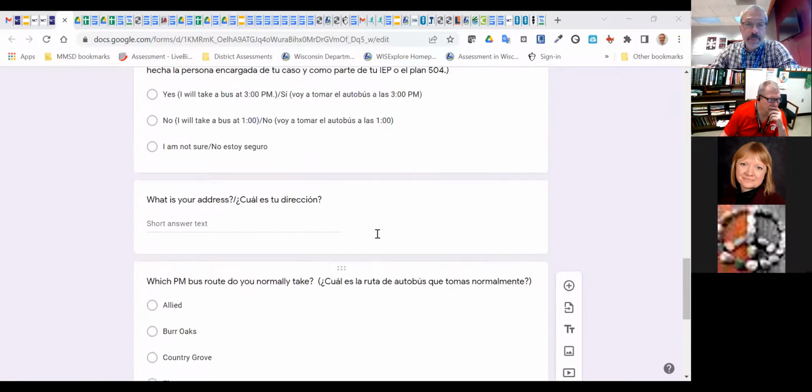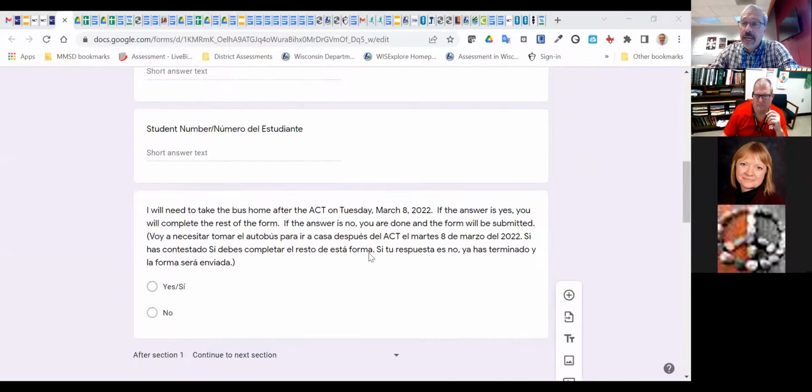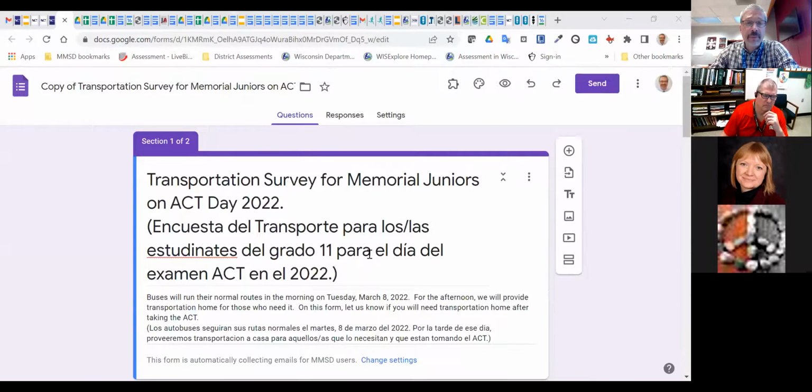If Ben, if you're okay with this, I will share a copy with everyone, because it's translated into Spanish. I know it's not in Hmong, but we've got this much, and then you can set it up for your specific school and get that out to juniors. This is what Ken Thomas would like to see so that he can work with the bus company to ensure that there are enough buses going to the right places for the students who are expecting to take the bus.